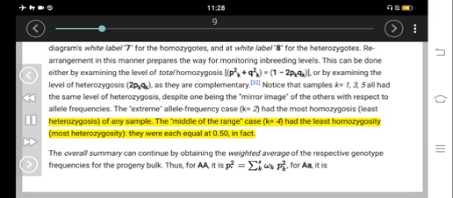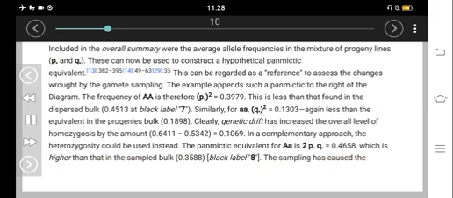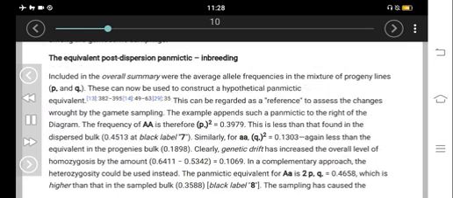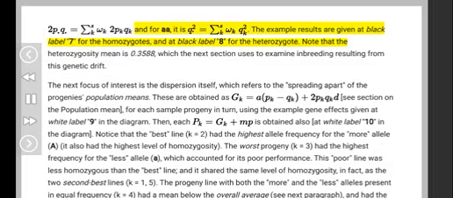0.50, in fact. The overall summary can continue by obtaining the weighted average of the respective genotype frequencies for the progeny bulk. Thus, for AA, it is, for Aa, it is and for aa, it is. The example results are given at black label 7 for the homozygotes and at black label 8 for the heterozygote. Note that the heterozygosity mean is 0.3588, which the next section uses to examine inbreeding resulting from this genetic drift.